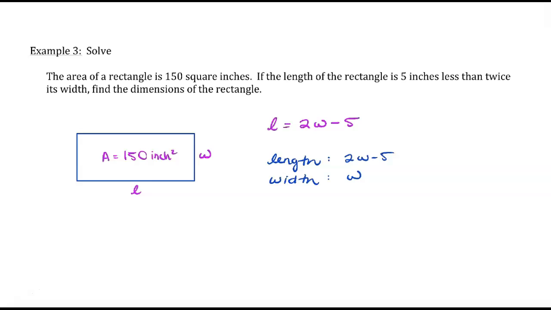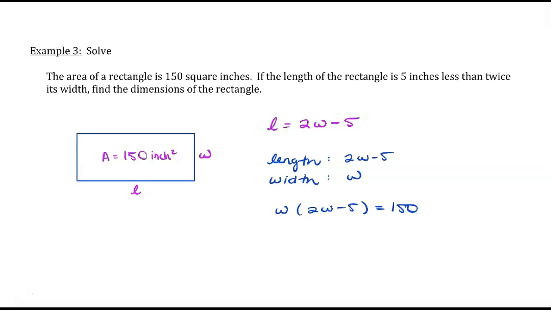We also know that the area of the rectangle is 150 square inches, which means that the length and width have a product of 150 square inches. So we can write the equation w times (2w minus 5) is equal to 150. And this is an equation that we know how to solve.